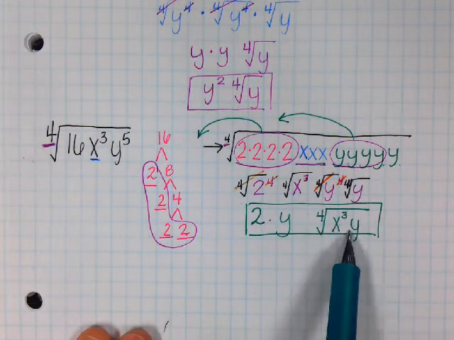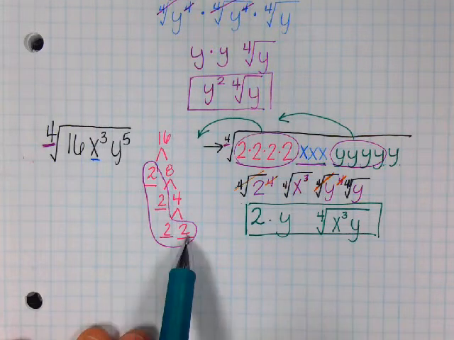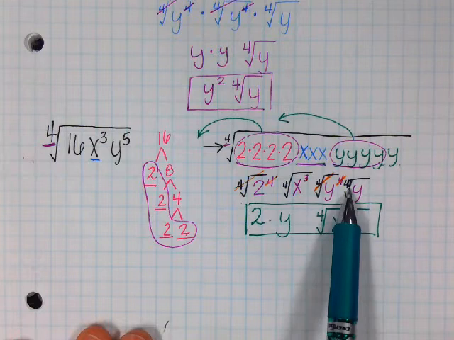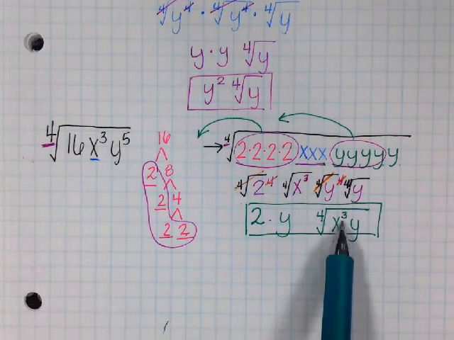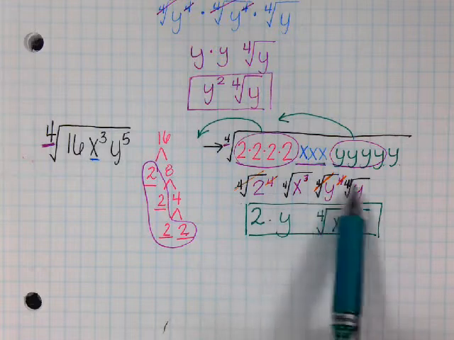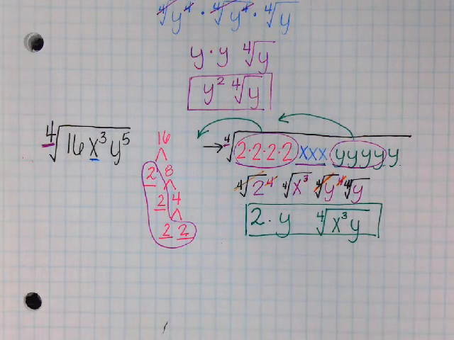So we have 2 times y, and then the fourth root of x cubed y. So 16 is 2 times 2 times 2 times 2. And then the y and the x cubed stay inside because there were not 4 of them. There were 4 here, but there was a remaining one.